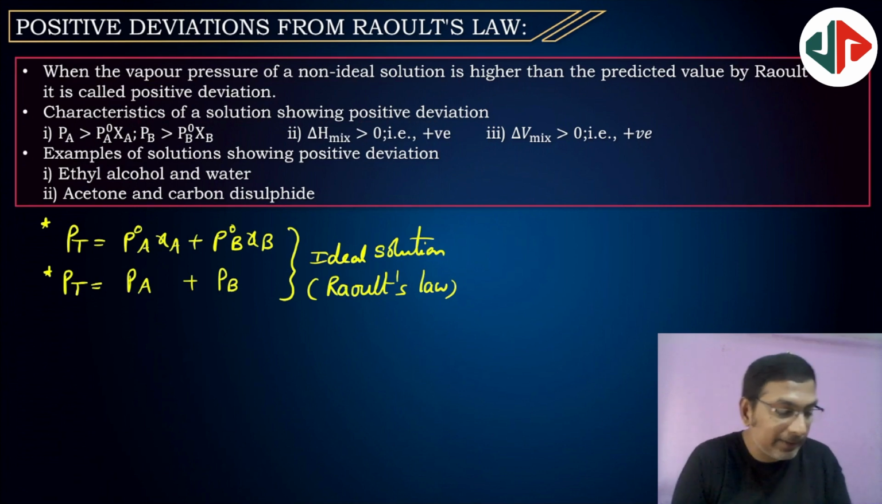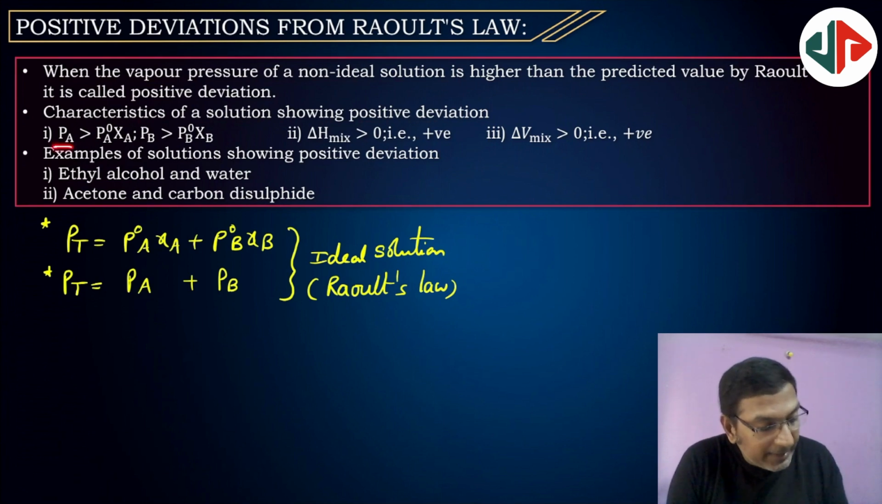Very, very important. If it is greater than, see here, PA greater than P naught A XA, PB greater than P naught B XB, positive deviation. Delta H mixing positive, delta V mixing positive. Examples: ethyl alcohol and water, acetone and carbon disulfide.